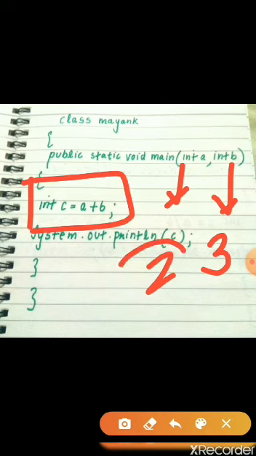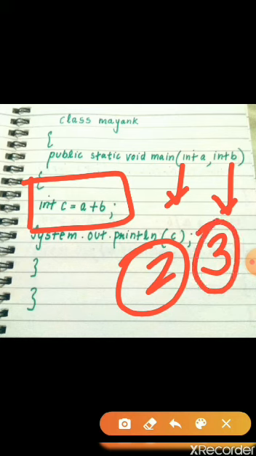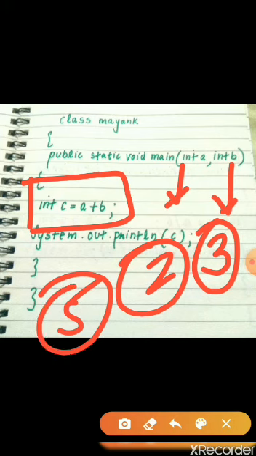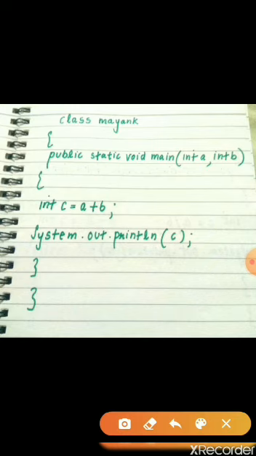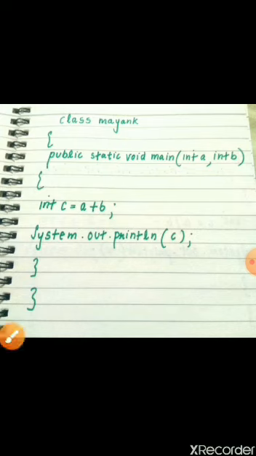The value of a is 2. The value of b is 3. If we add these two numbers we get the answer 5, and that answer is stored in which variable? C variable, and that variable we are printing on the screen, so we get our answer 5 on the screen. Now here you can give values of your own.